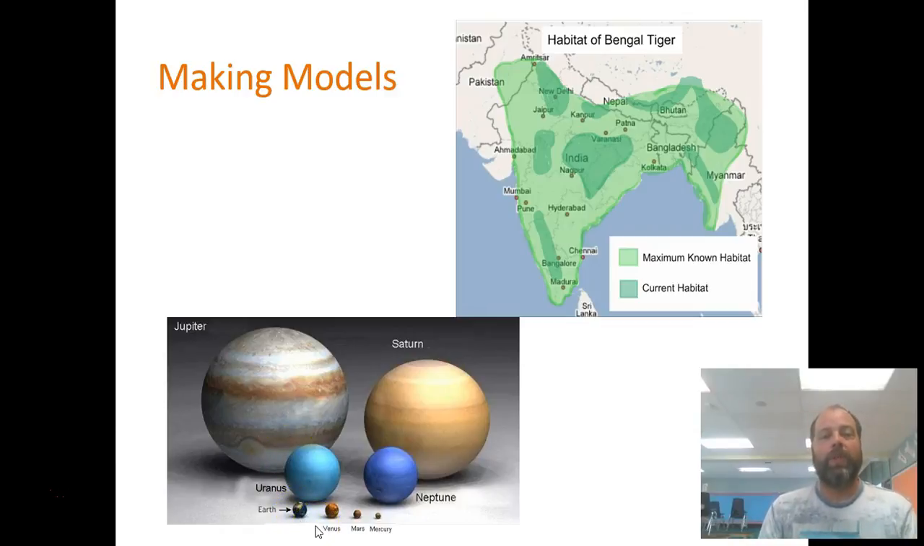All right, so those are the things that scientists use when they're thinking like a scientist. Well, hopefully you took good notes because there's going to be a quiz on Friday.